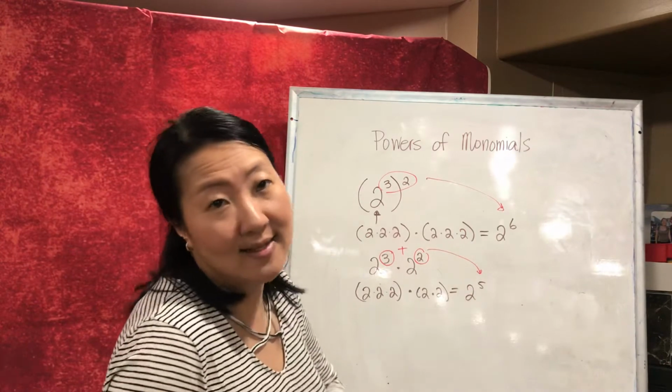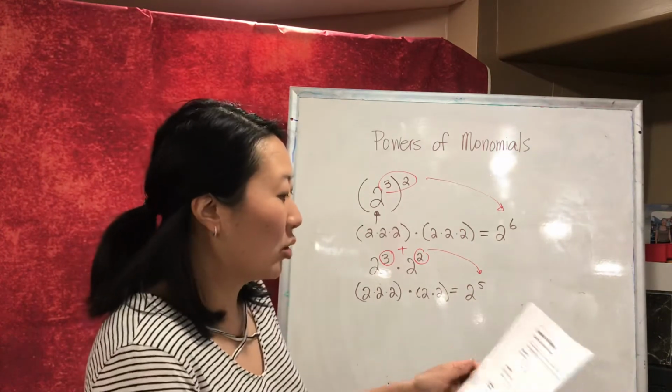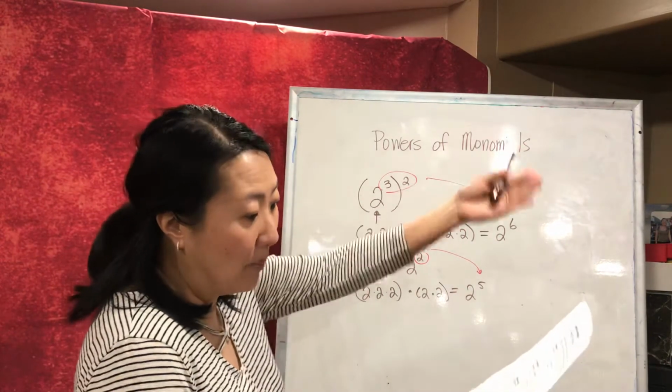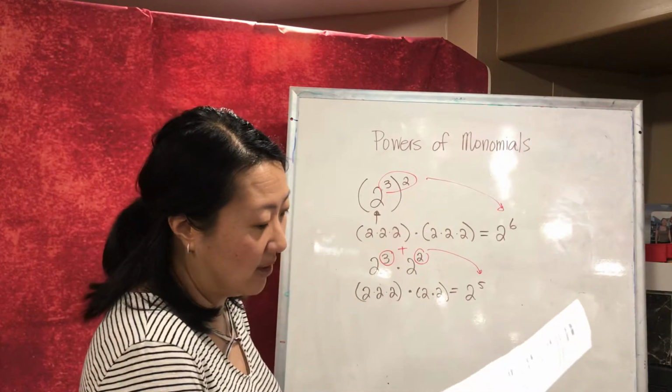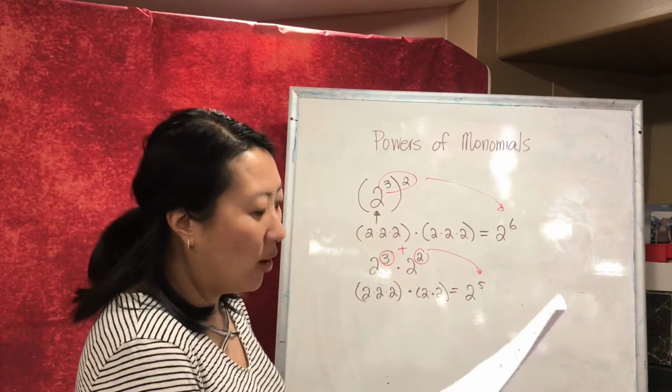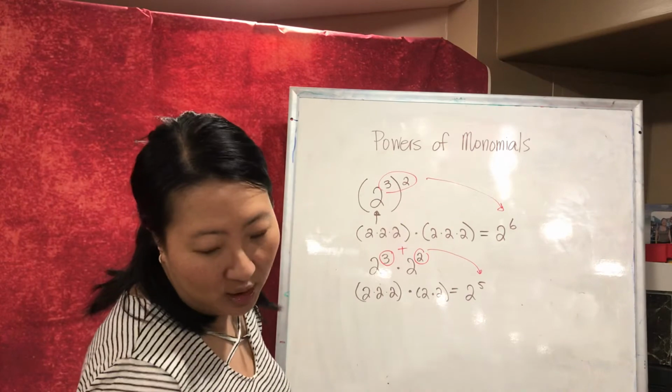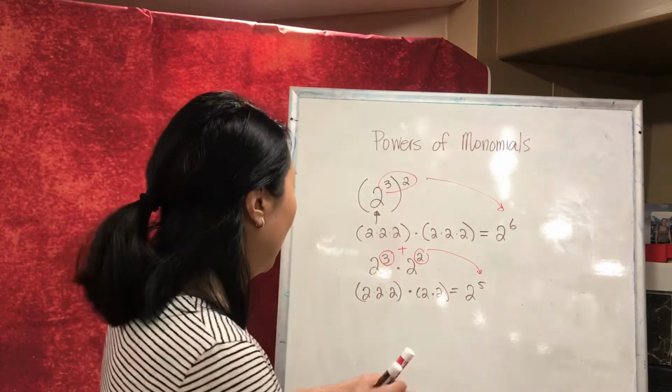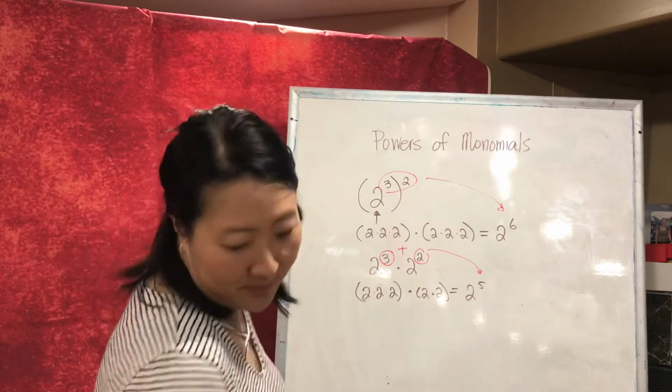So in today's activity, when you're raising an exponent to another power, you're always multiplying the numbers. Okay, so let me do an example that's not on your sheet, but something similar to a lot of the problems that you'll be having.